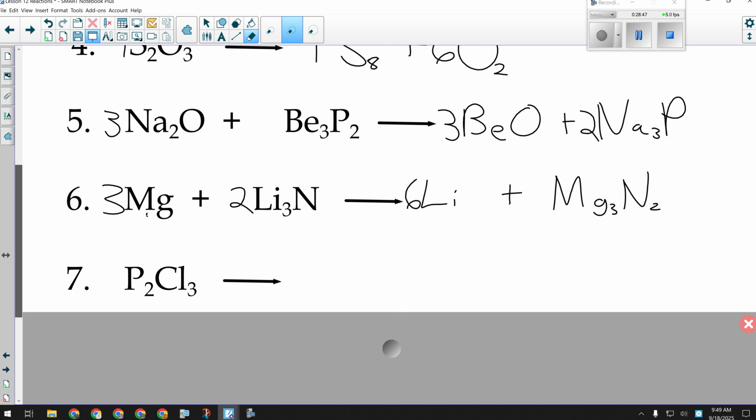Okay, number 7. What kind of reaction starts with only one reactant? Okay, in a decomposition reaction, what are those going to do? They're going to separate. Does it matter which one I write first? No.